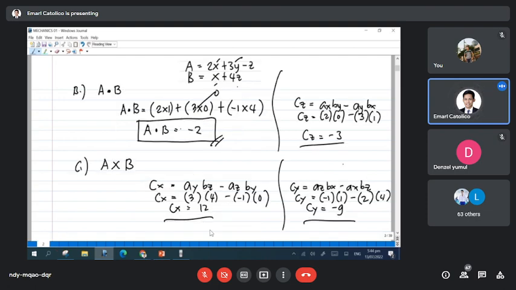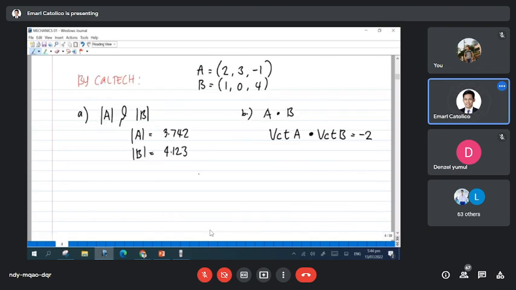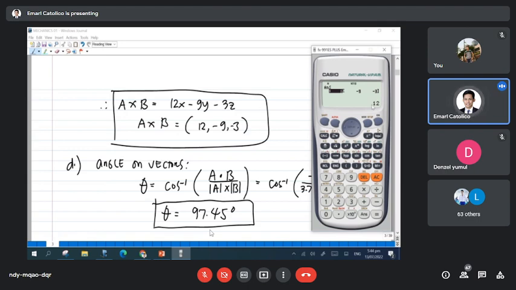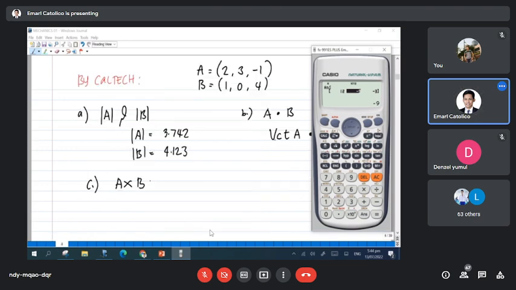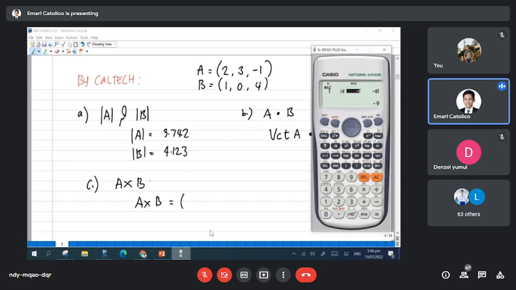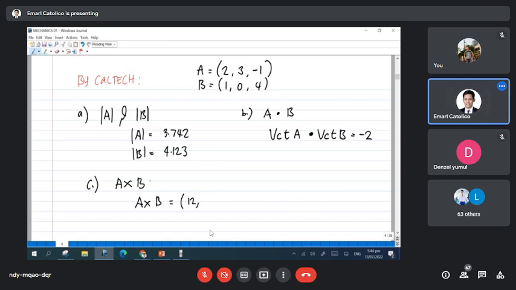Then, ito yung, ayan, yung letter C ang mahaba, ano? Tapos, ang dami pang formula. Pwede rin itong makaltek, no? Cross product of A and B. So, since times yan, so times ang ilagay nyo. Ayun, so vector ang lalabas. Positive 12, negative 9, negative 3. So, same answer lang, no? Sa long method natin. 12, negative 9, negative 3. Then last is yung angle.